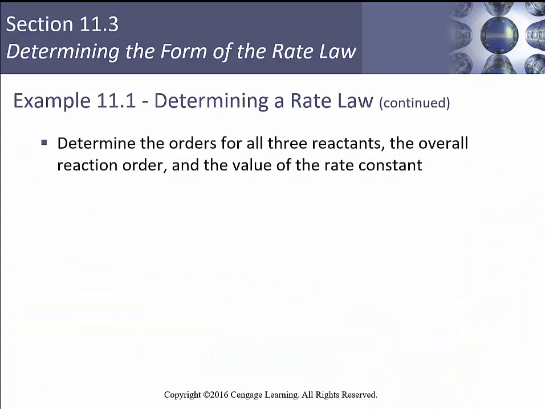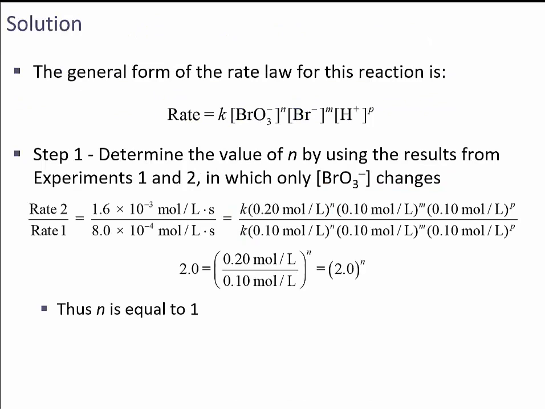So let's take a look. We're going to look at those reactants, we're going to look at the overall reaction order, and we're going to figure out the value for that rate constant, because you're going to want to do that. Like, what's the numerical value I can put on K? What number does K have? Okay. So the general form of our rate law for this reaction is going to be K times the bromate to the N times the bromide to the M times the H plus concentration to the P.